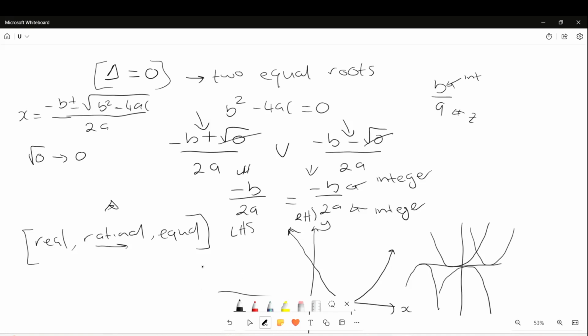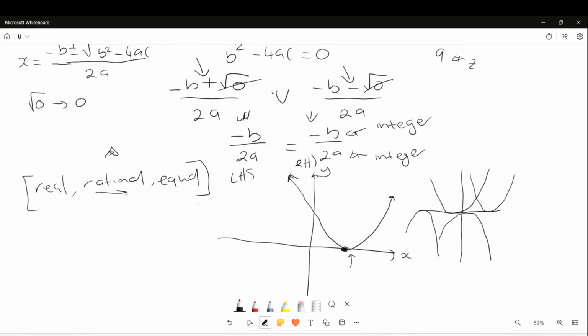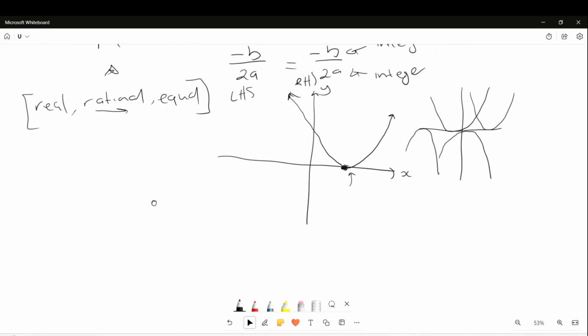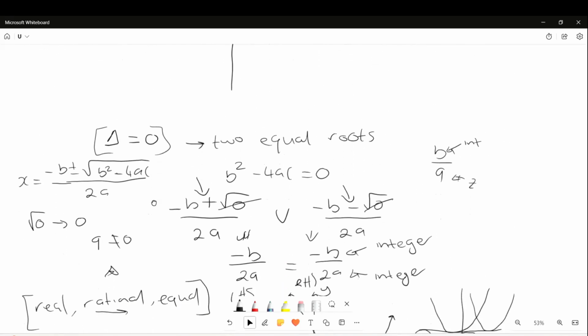In that case, you can see the left hand side is equal to the right hand side, right? So it's important to note that they're real because you get a real value, given that a is not equal to 0, right? So that is the first one here.